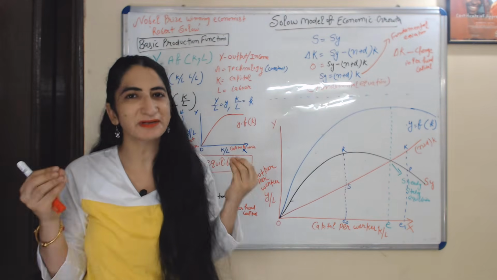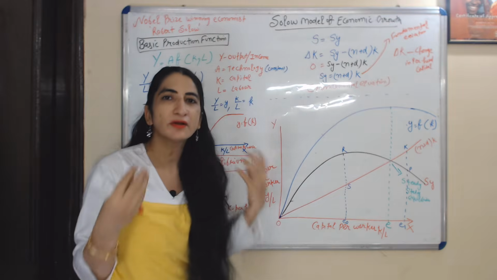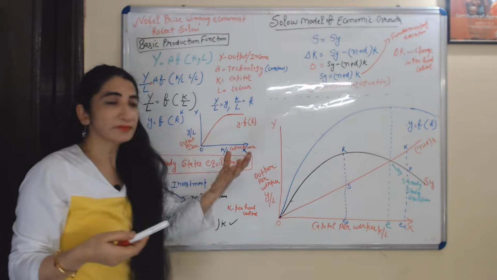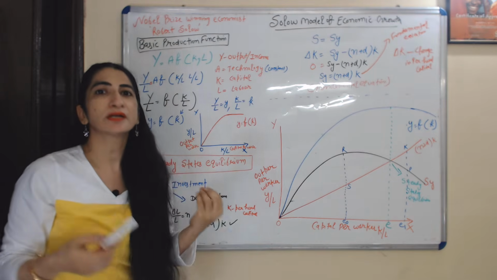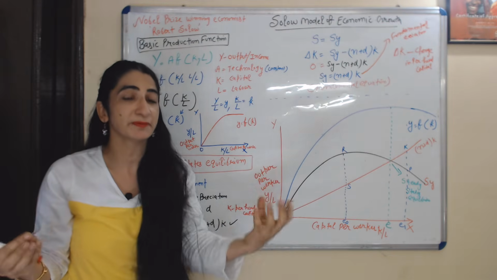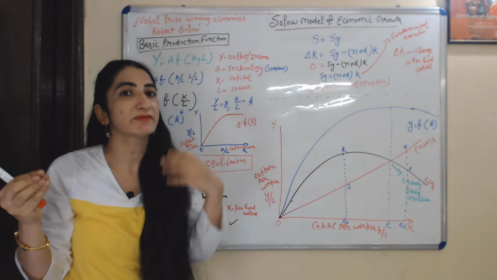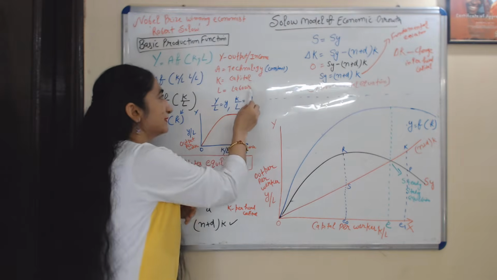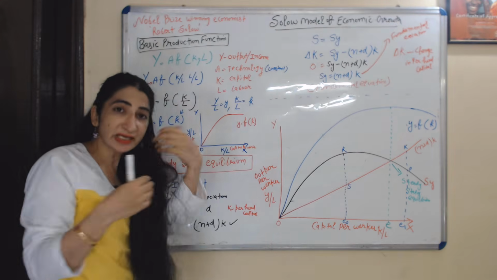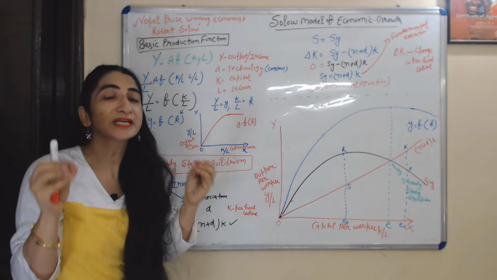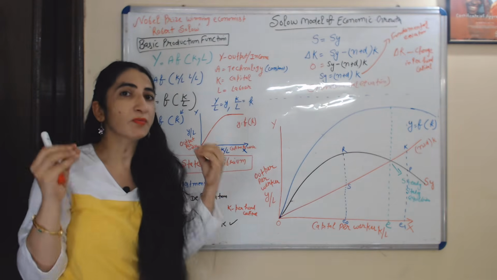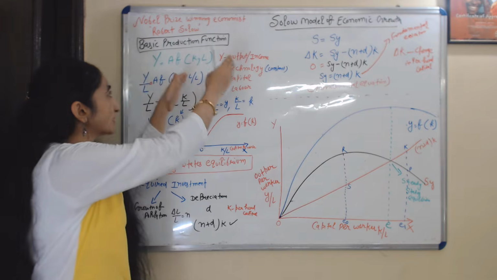Today we are going to learn about the Solow model of economic growth. This model is given by Nobel Prize winning economist Robert Solow. In this model, Solow says that we can achieve steady state equilibrium with the combination of three driving forces: technology, capital and labor. Solow model starts with the basic production function.